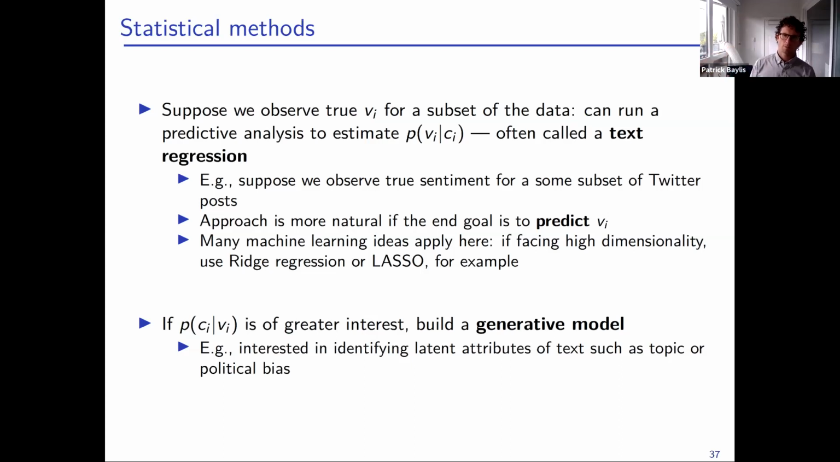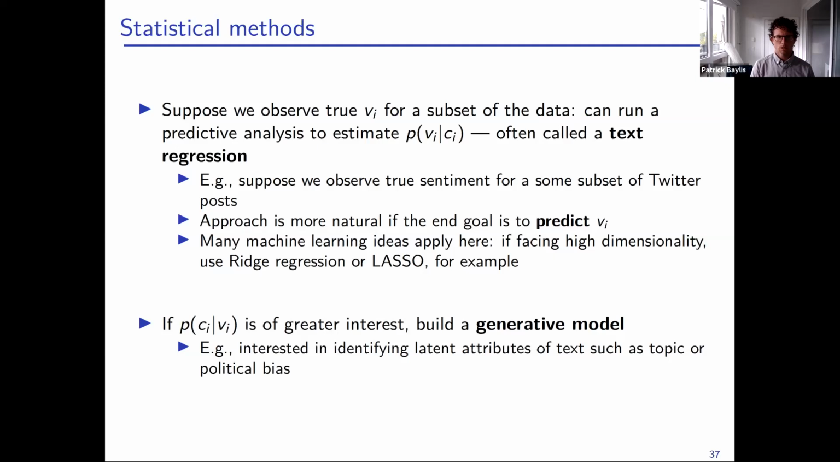Many of our usual machine learning ideas might apply here, right? If you're facing a high dimensionality of words, let's say you included unigrams and bigrams and trigrams, you're going to be inclined to use a ridge regression or a lasso or something that will select features for you.